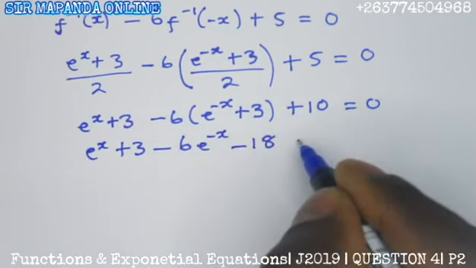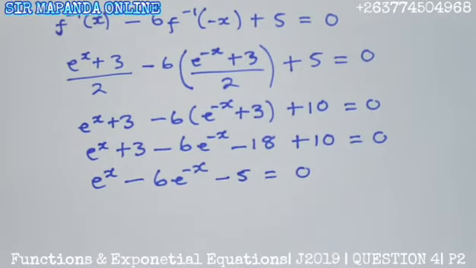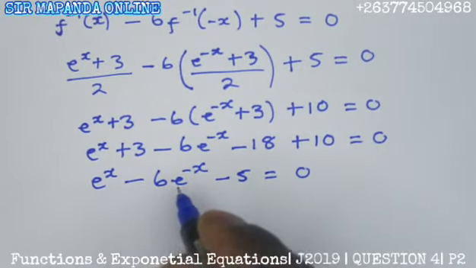Then if we collect like terms, e to the power of x minus 6 e to the power of minus x, 3 minus 18, you get minus 15, right? Then minus 15 plus 10, you get minus 5. Then you equate this to 0. Right. So you can notice that e to the power of minus x can be written as 1 over e to the power of x. So you get e to the power of x minus 6 over e to the power of x minus 5 is equal to 0. I hope you are following, class.